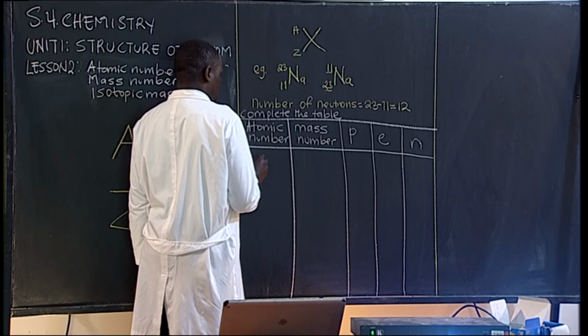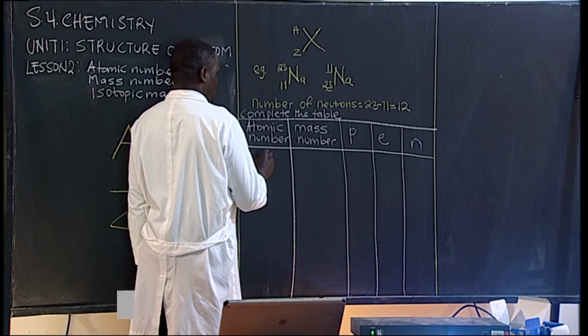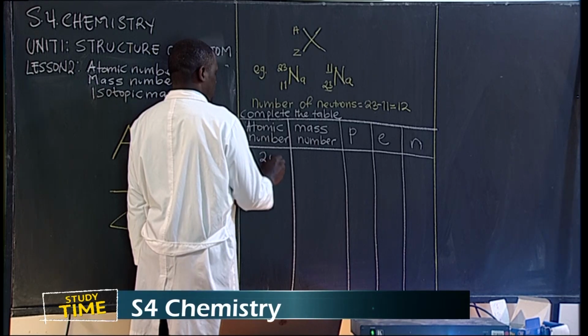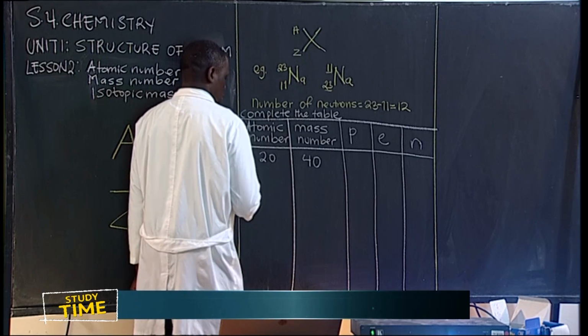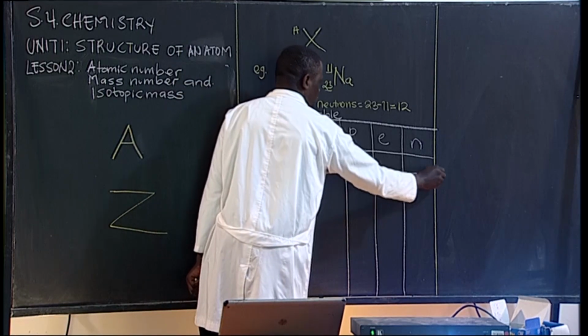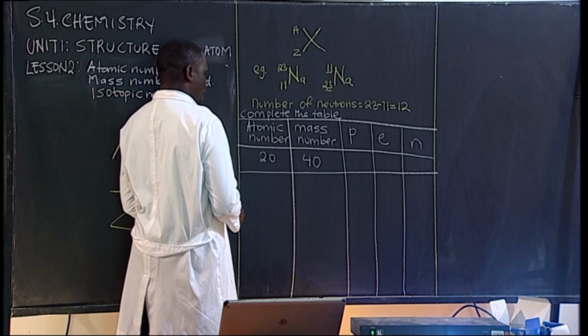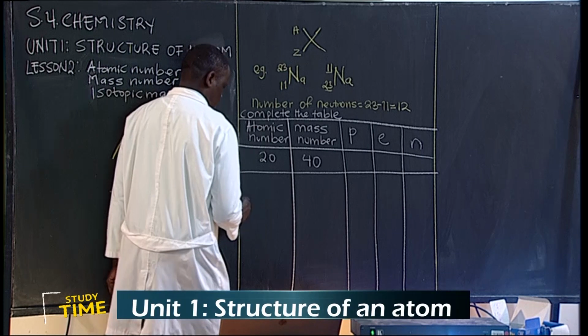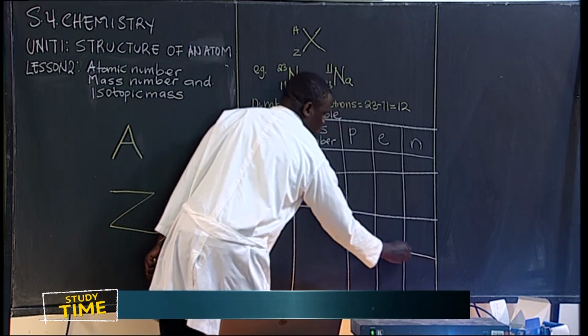I'm going to take some elements maybe I know. For example, calcium has atomic number of 20 and the mass number of 40. Then we do like this. Make sure you don't look at the periodic table. Then let's take an example. If we have another element, we can make it 4, I think. Let's take 4, just to revise through.